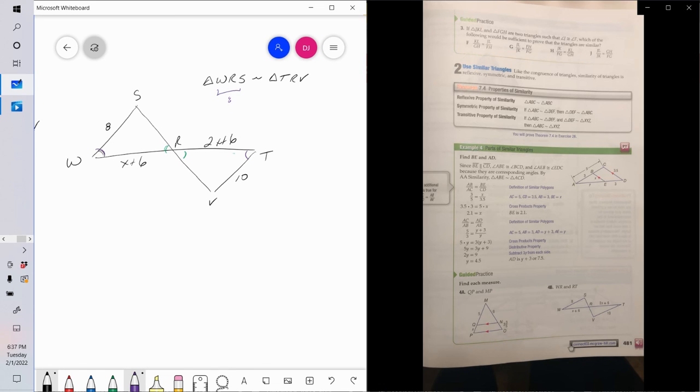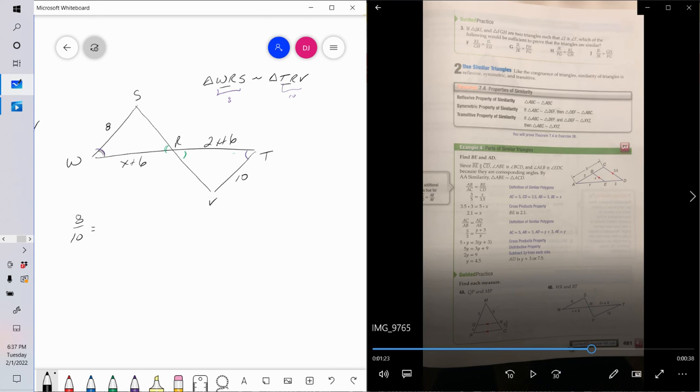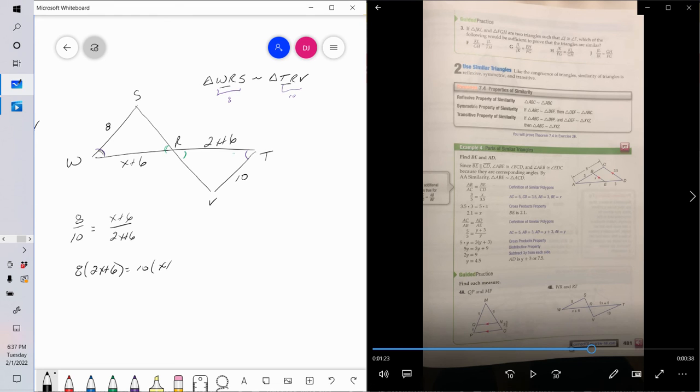So here, WS is 8, VT is 10. So 8 over 10 is going to equal WR over TR, x plus 6 over 2x plus 6. I'm going to cross multiply. So 8 times 2x plus 6 equals 10 times x plus 6.